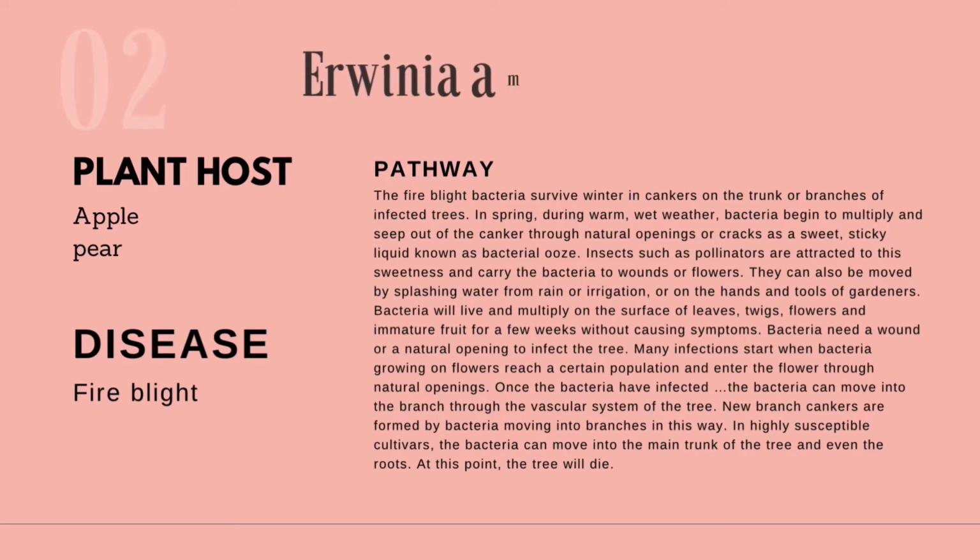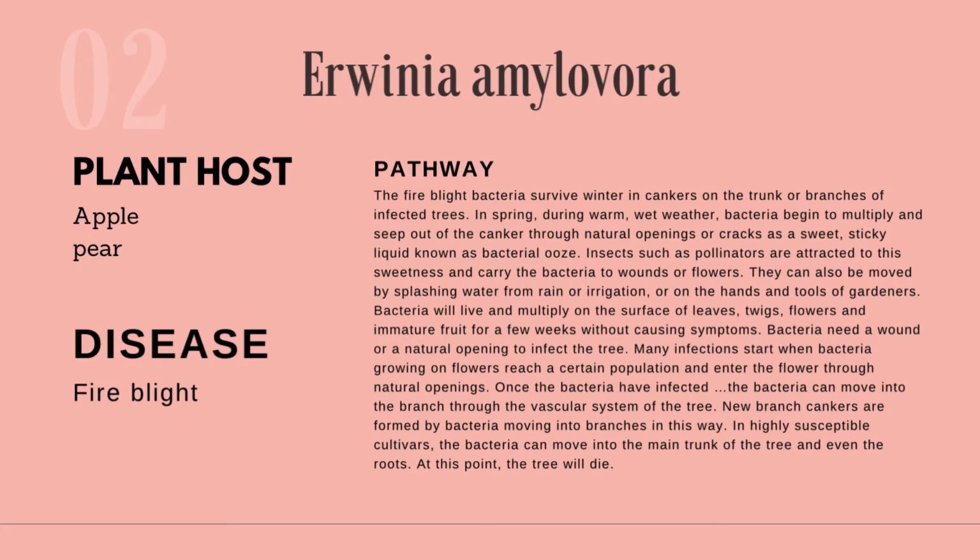Moving on to Erwinia amylovora. This bacteria infects apples and pears, and the disease that it causes is fire blight. Regarding the pathway, the fire blight bacteria survive winter in cankers on the trunk or branches of infected trees. In spring, during the warm, wet weather, bacteria begin to multiply and seep out of the canker through natural openings or cracks as a sweet, sticky liquid known as bacterial ooze. Insects such as pollinators are attracted to this sweetness and carry the bacteria to wounds or flowers.